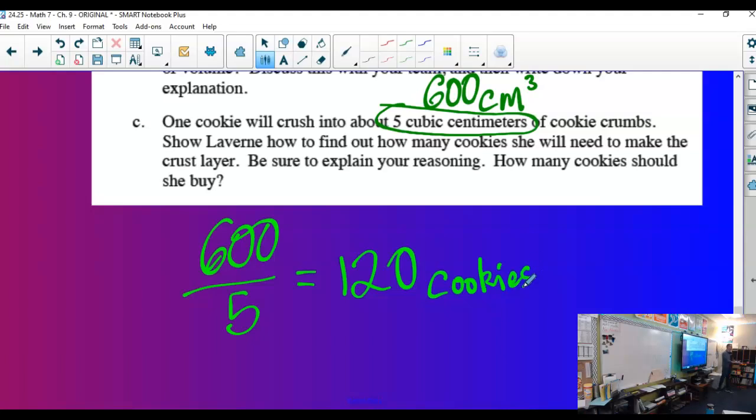And then if we can figure out how many cookies are in every package, we know how many packages to buy. Anyone want to guess how many Oreos come in a package?